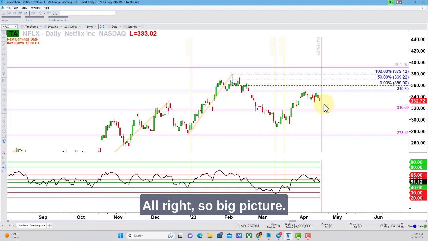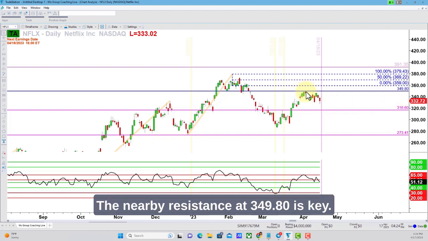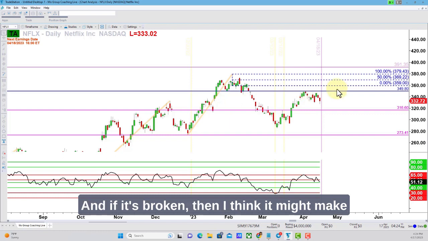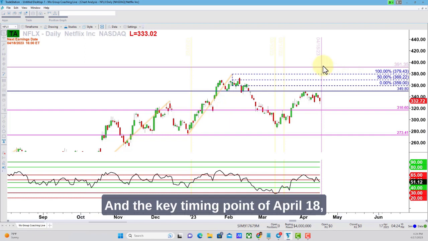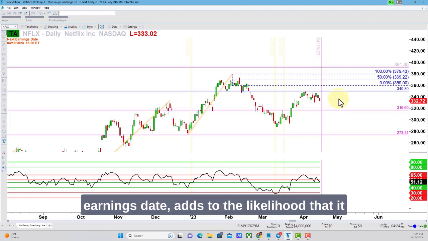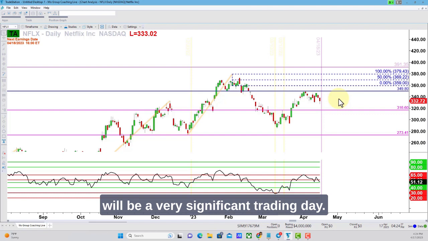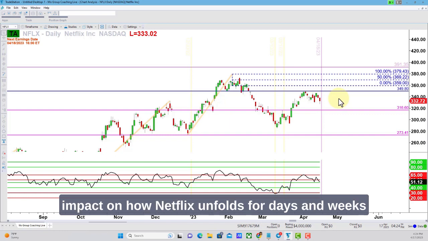All right, so big picture, the important supports for me on Netflix are 316.60 coming to the earnings day. The nearby resistance at 349.80 is key, and if it's broken, then I think it might make quick work of some of these nearby resistance levels. And the key timing point of April 18th, pulling on price, independent of that being an earnings date, adds to the likelihood that it will be a very significant trading day. Not necessarily volatile, but one that will have an impact on how Netflix unfolds for days and weeks to come.